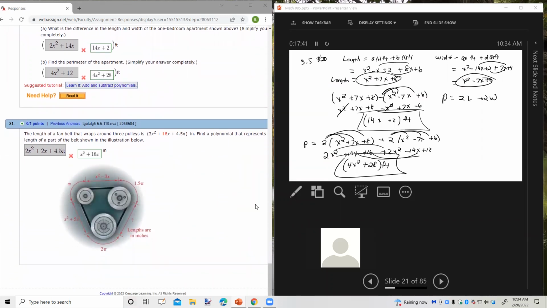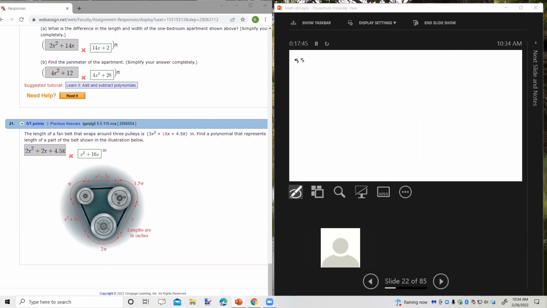Now we're going to look at problem 21 from the same section. So this is 5.5, number 21. Here it says, the length of a fan belt that wraps around 3 pulleys is, it gives the total length. That's 3x squared plus 18x plus 4.5 pi inches. Find a polynomial that represents the length of a part of the belt shown in the illustration below. All right, so we know the total length because it's given right here. And then we're given values for all the individual pieces except this one. So if we add together all the pieces that we know, and then subtract that total from the complete total, we'll get the missing piece.